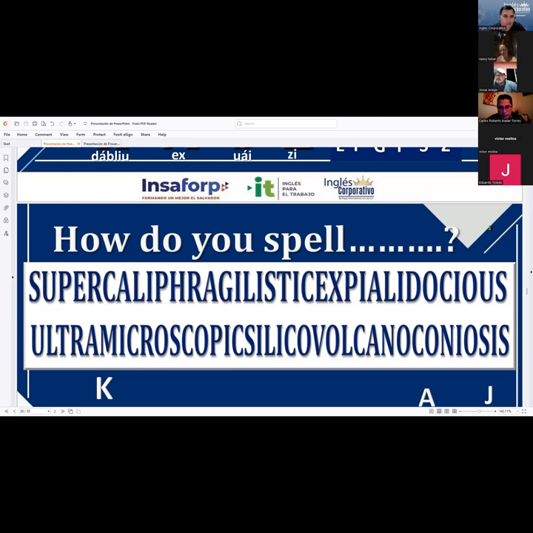Supercalifragilisticexpialidocious. Okay. How do you spell ultramicroscopic silico volcano coniosis? Over here, we're missing another part. We're missing pneumo. Okay. What do you say, teacher? What is that? We're missing this part. The complete term is pneumo ultramicroscopic silico volcano coniosis, right?